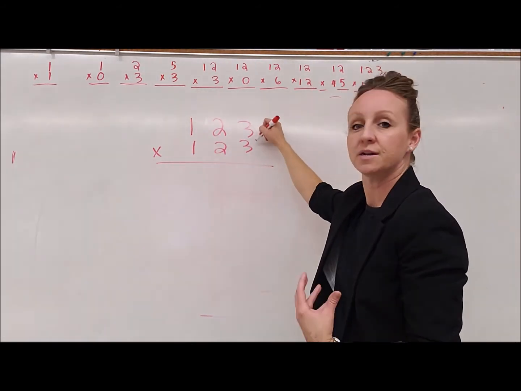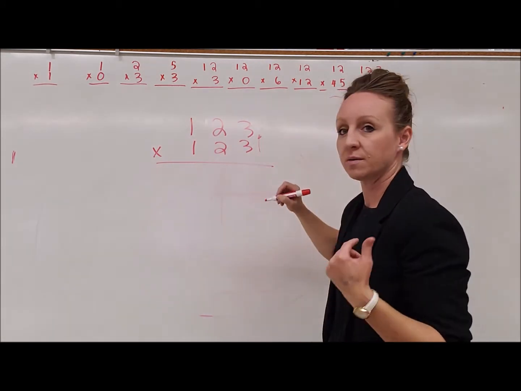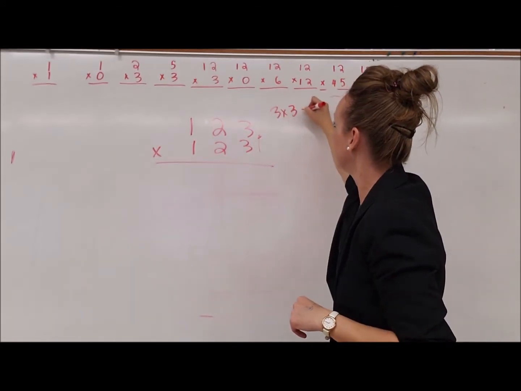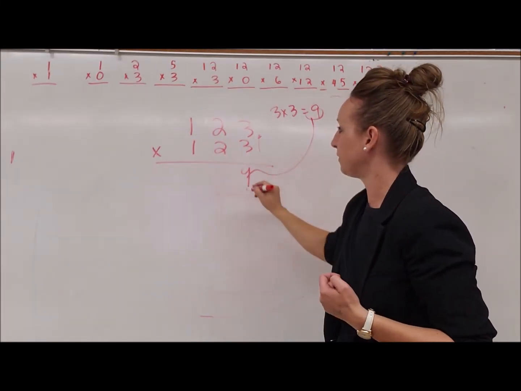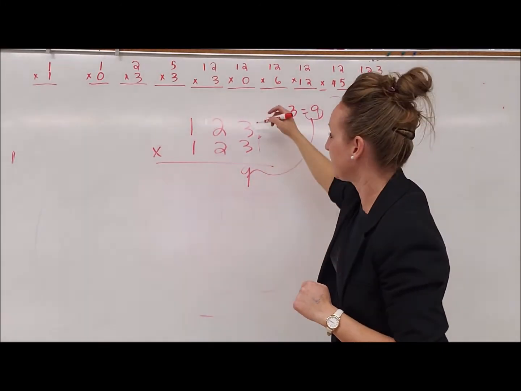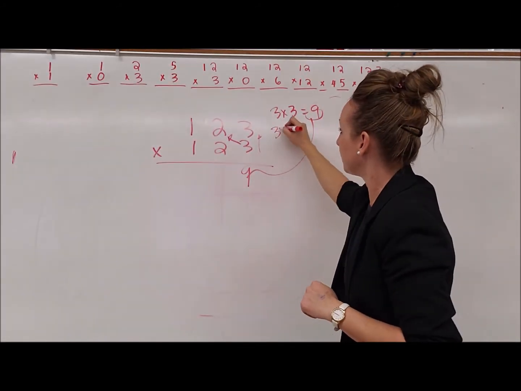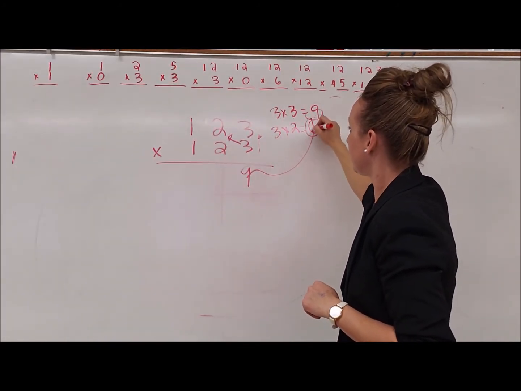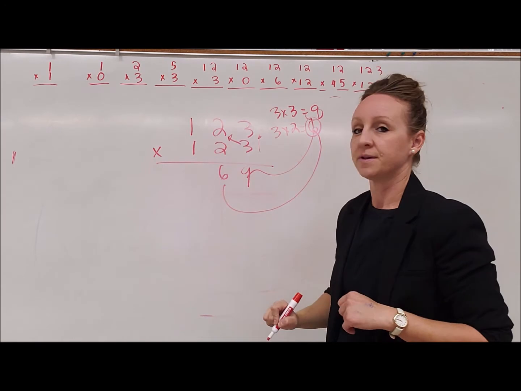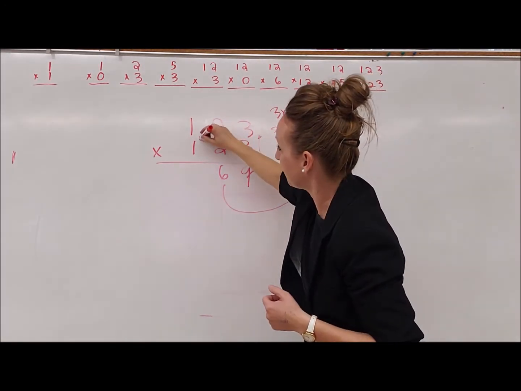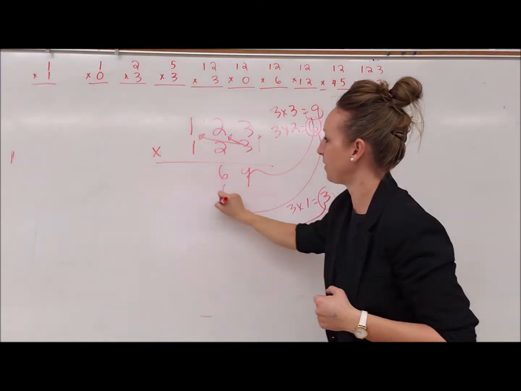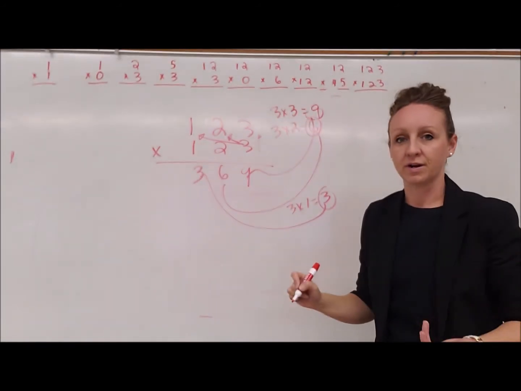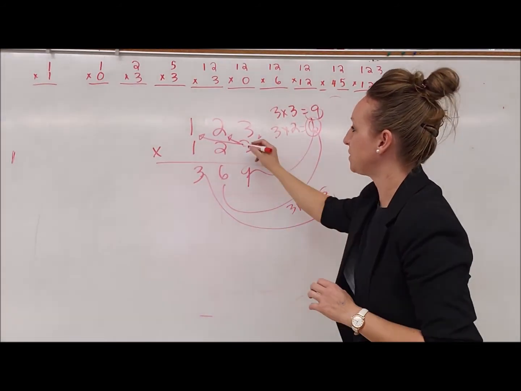So let's take a look at this. My very first one that I'm going to do is 3 times 3 because I'm going bottom to top. So 3 times 3 is 9. I'm going to take my 9 and write it right here. Now I'm going to go on to the next number. 3 times 2. Let's write it out. 3 times 2 is 6. I'm going to write my number right here. Now I'm going to do my last number. 3 times 1. So 3 times 1 equals 3. I'm going to take my number and write it right here. I've now finished dealing with 3.